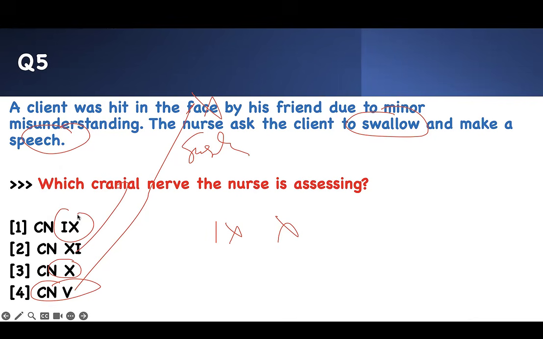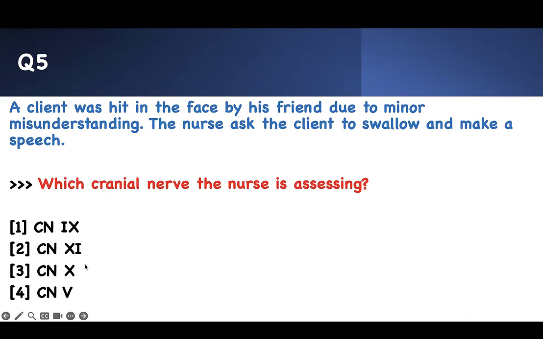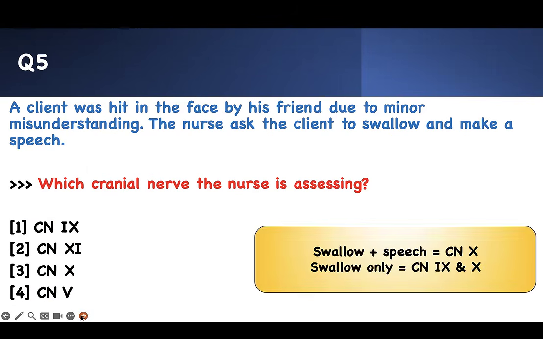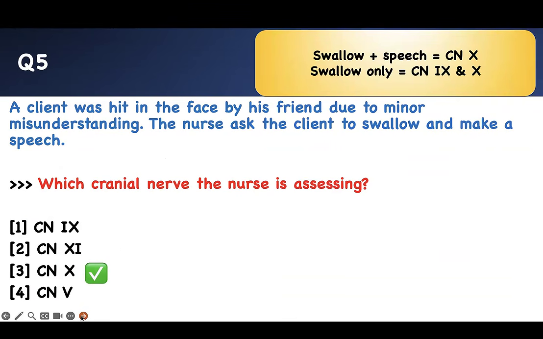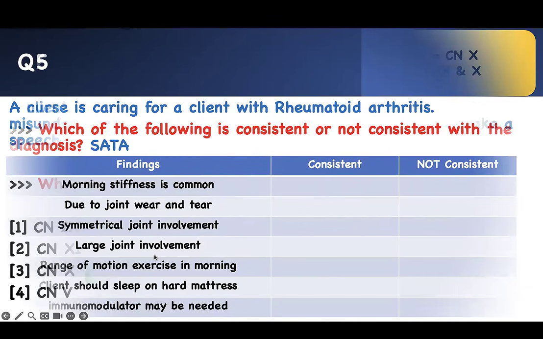But the question says swallow and speech. Speech and swallow is mostly number 10, vagus. And just a swallow is number 9. If you need more, check Adapt and class. I have more videos on cranial nerves that can help you. But this is about using common sense and trying to eliminate options. Don't worry. If you don't know, try to figure it out.